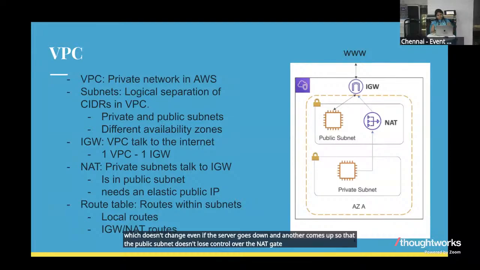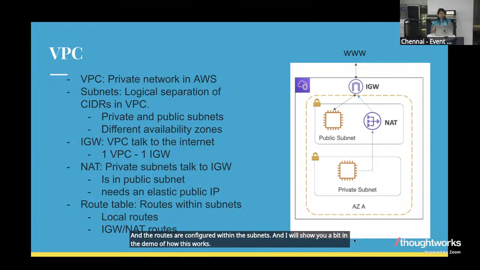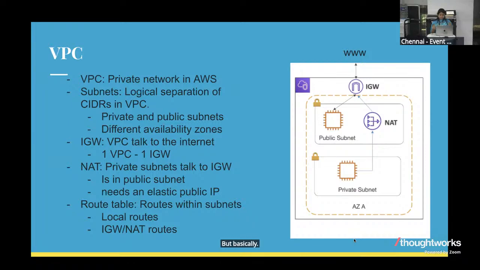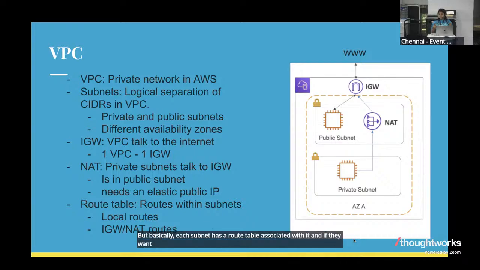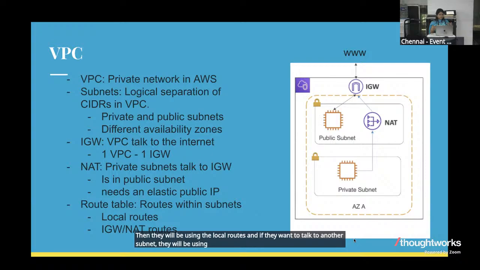Another important concept is the route tables, and the routes are configured within the subnets. I will show you a bit in the demo of how this works. But basically, each subnet has a route table associated with it, and if they want to communicate with another instance within their own subnet, then they will be using the local routes. And if they want to talk to another subnet, they will be using either the internet gateway or the NAT gateway.